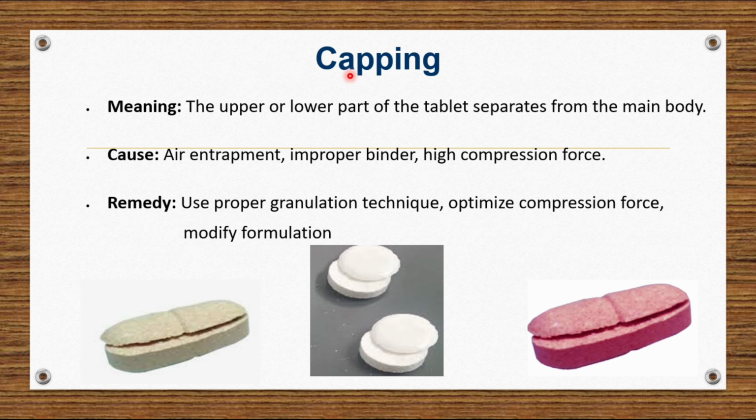Number 1, capping. What is the meaning of capping? Capping means the upper or lower part of the tablet separates from the main body. Look at these images. Cause might be air entrapment, improper binder, high compression force. And what is the remedy? The use of proper granulation technique, optimize the compression force, modify formulation.